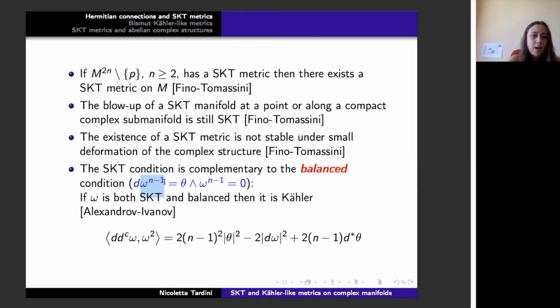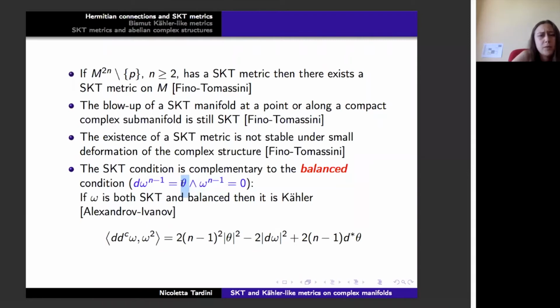You take the n-1 power of omega with itself, take the differential of omega^(n-1), and omega is called balanced if you get 0, okay? In fact, this is true for every Hermitian metric: if you take the differential of omega^(n-1), you get theta, which is a 1-form, wedge omega^(n-2). So this first equality is true for any Hermitian metric. Then if the metric is balanced, this theta, this Lee form, is actually 0.